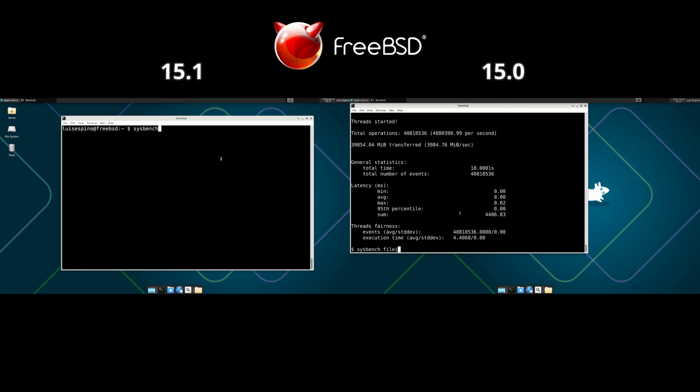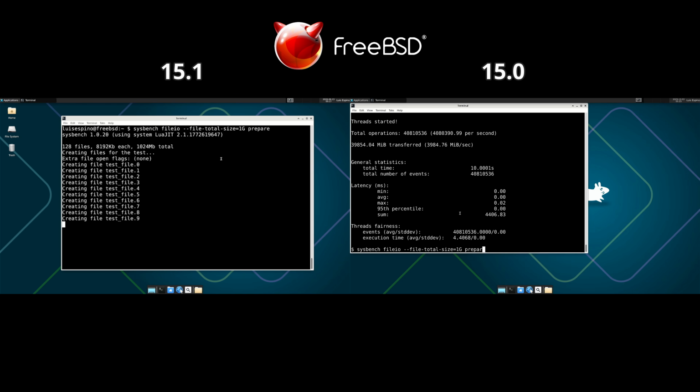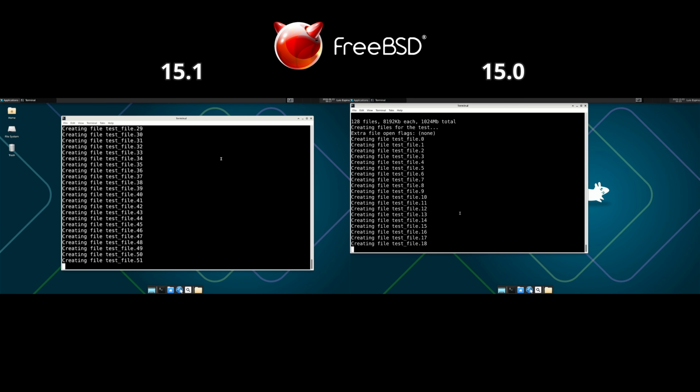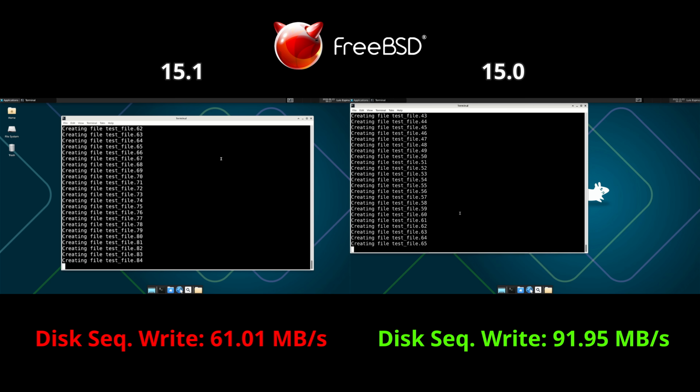Now we run file IO Sysbench, preparing a 1 GB environment and evaluating the continuous sequential write speed performance. Dataset creation finished, showing excellent performance for version 15, with a difference of 30 megabytes per second.